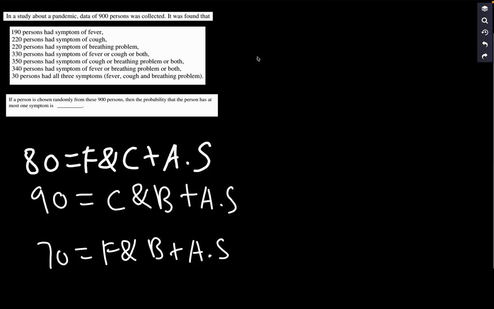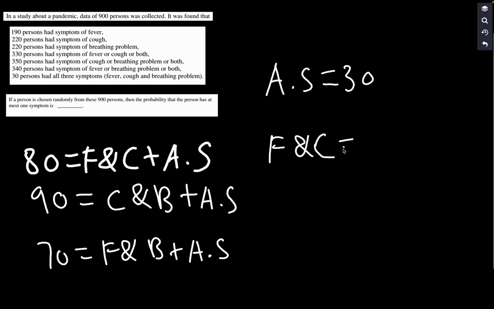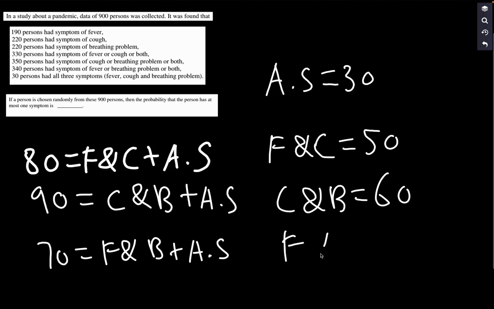We know there are 30 persons who have all three symptoms. We can get the number of people who have exactly two symptoms each. So F and C will have 50, C and B will have 60, and F and B will have 40.